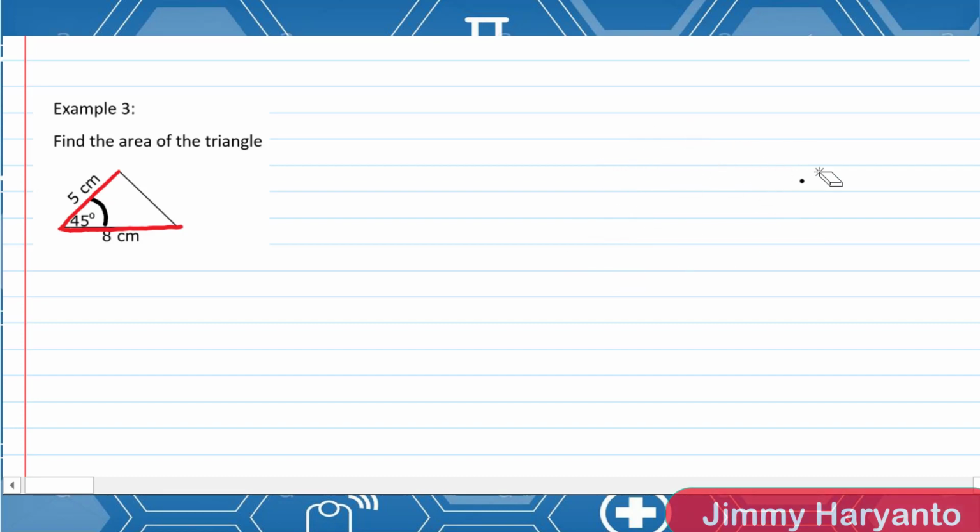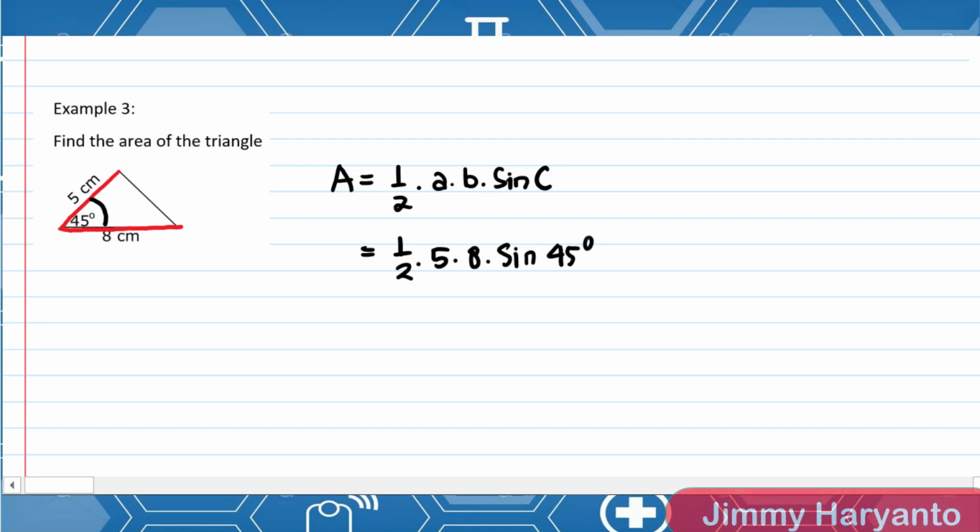Okay, so because this angle is in between 5 and 8, we can use the formula of the triangle: half times a times b times sine C, right? So it will be half times a, which is 5, times b, which is 8, times sine of the angle between 5 and 8, sine 45. So it will be 40 times square root of 2 over 2 equals 10 square root of 2 centimeter square. There you go.